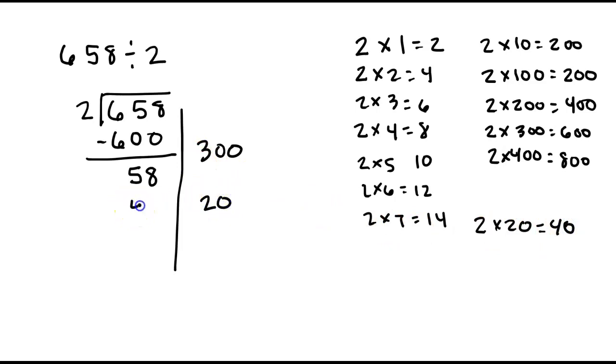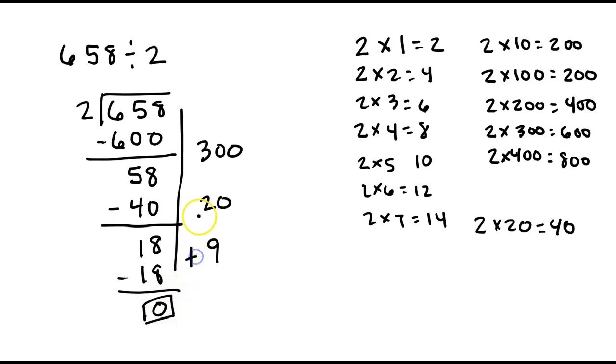So I'm going to place 20 on the side. I know 2 times 20 is 40. I'm going to subtract, and I'm going to get 18. Well, this is one that I know. What times 2 gives me 18? 9 does. 18 minus 18 is 0. I'm finished because I have a remainder of 0.